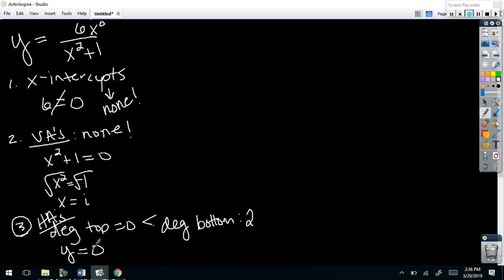Step 4, make a t-chart. Here's where things get a little dicey, because you have to pick enough points to pick up on the pattern. So we're going to have to graph it, look at it, and now we have to decide what points and how many we need. This is going to be a judgment call.